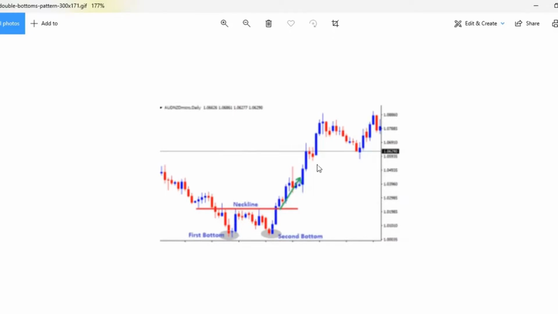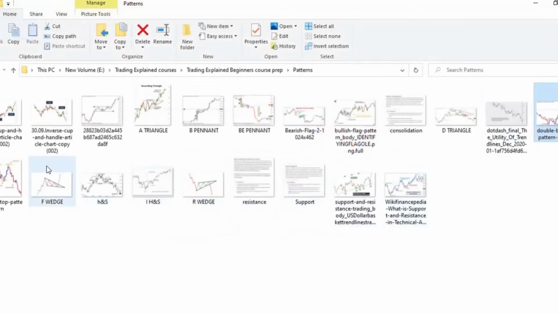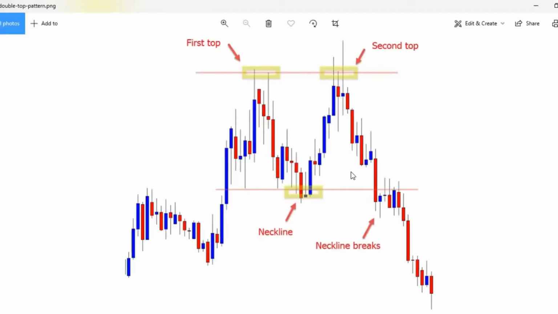So this was a double bottom. Now exactly opposite of it is a double top pattern. Now what is a double top? Let me find it. It is here. The double top pattern is basically the exact opposite of the double bottom. So the double bottom was a W, and the double top, as you can see, is an M-shaped pattern. You can see an M over here.